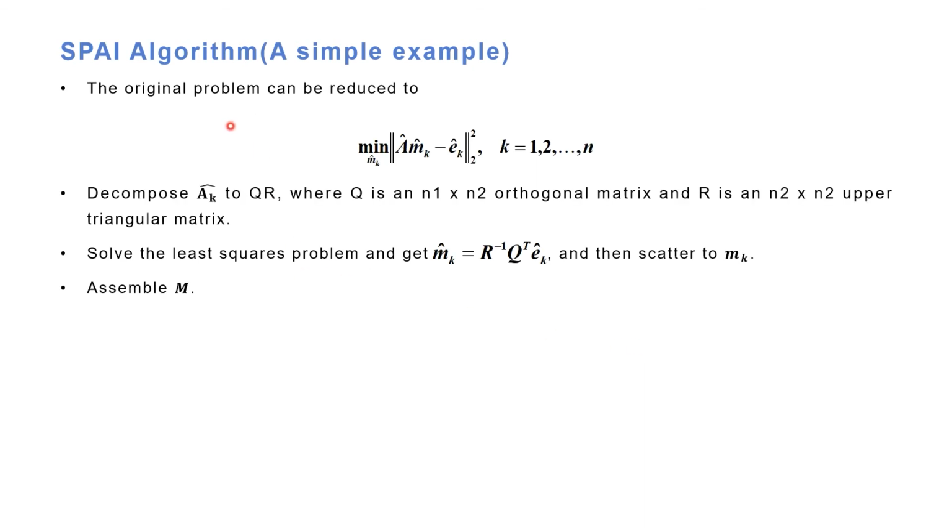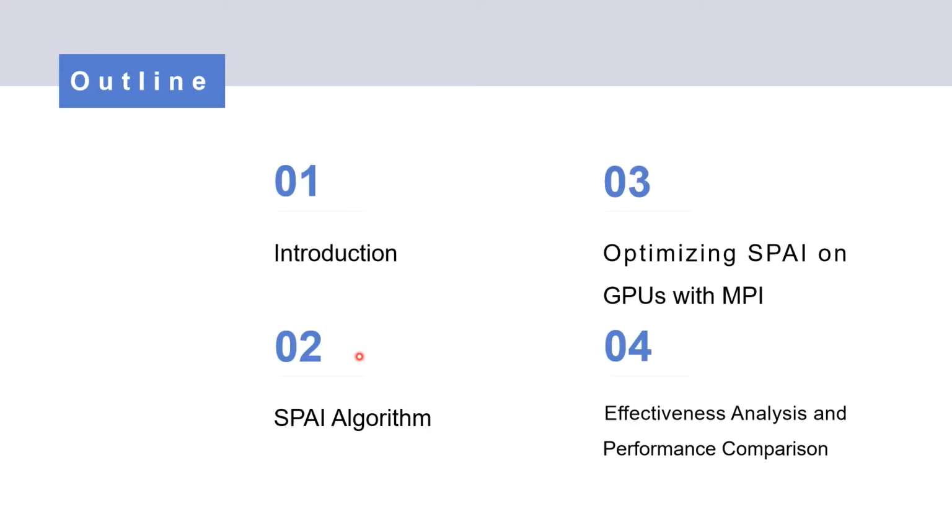Then the original problem can be reduced to the following formula. To solve this reduced formula, we decompose slide A into QR and get vector m by solving this equation, and then scatter to mk. At last, we may assemble the matrix M.